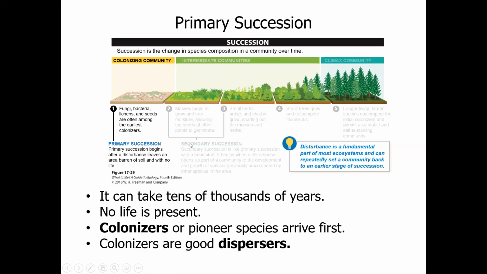In time, you're going to have intermediate communities, so things like mosses and really small plants. Then you're going to have herbs and ferns, eventually small trees and shrubs, and then larger trees. So you'll go from the colonizing community to the climax community.